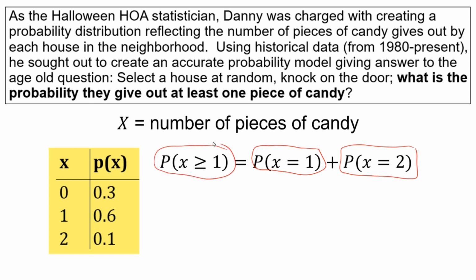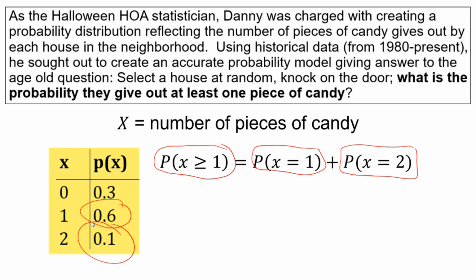So 1 or more is this probability plus this probability. It's the probability at x equals 1, listed right there, that's 0.6, and the probability at x equals 2, listed right there, that's 0.1. That's the point of a probability distribution. It makes our life a little easier than digging through a whole data set of 1,000 observations.